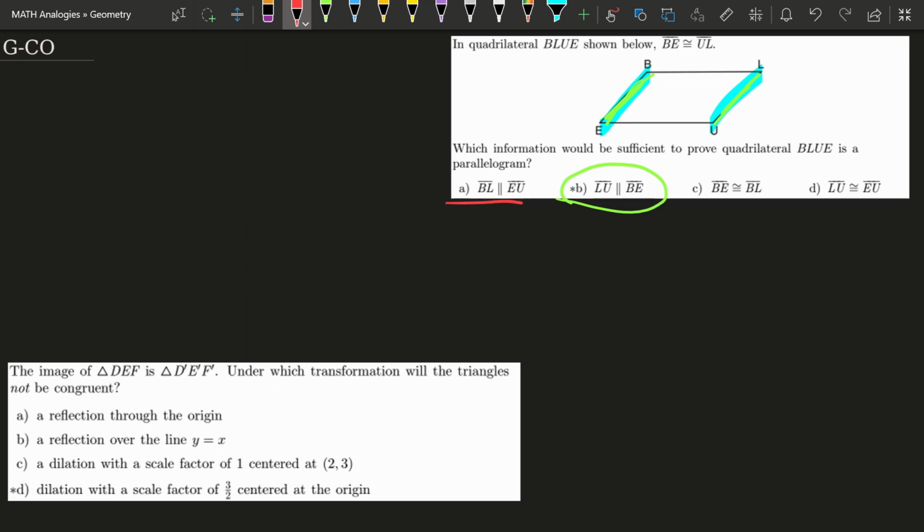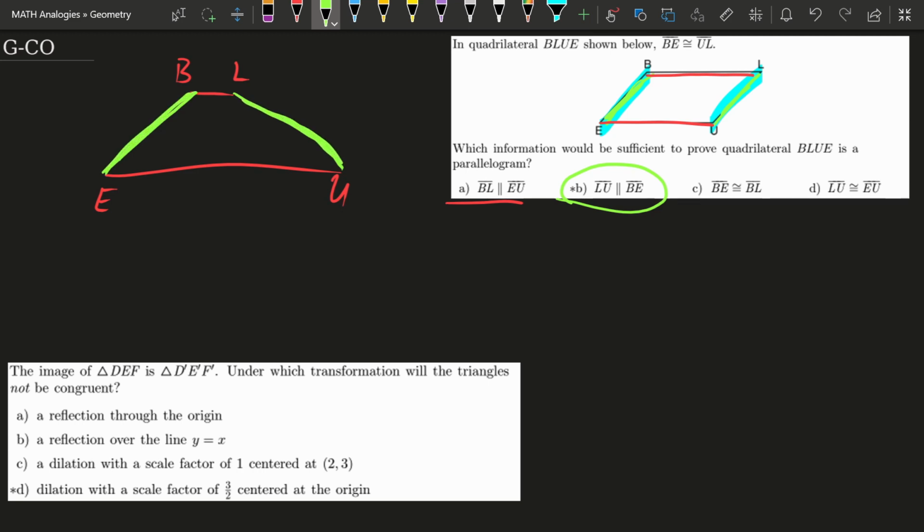So why would A not work? That BL would be parallel to EU. Well, what if we had this funny situation where the bottom was huge, but we still had parallel? Well, that's awesome because these are parallel lines, and we can create this isosceles trapezoid where they have matching side lengths here. However, this is not a parallelogram because these sides are different lengths.